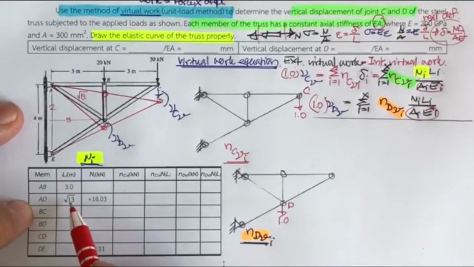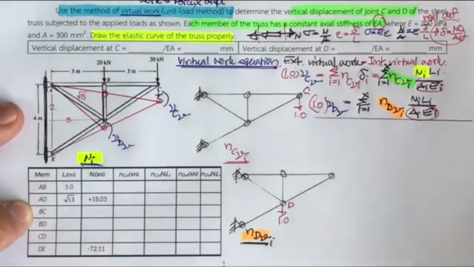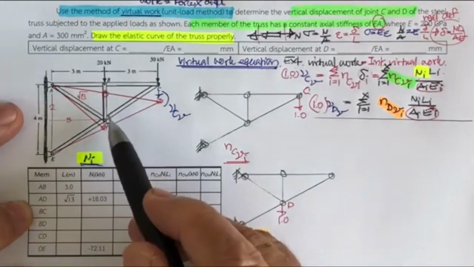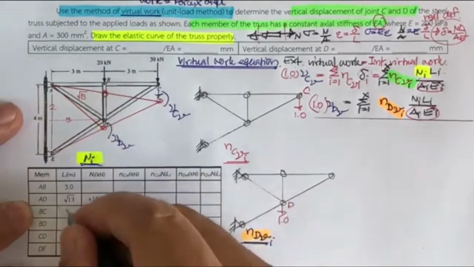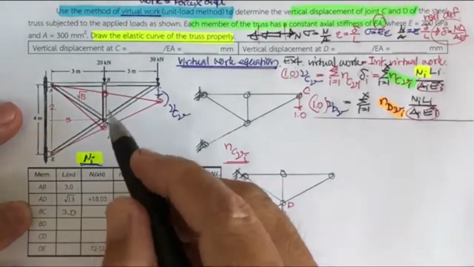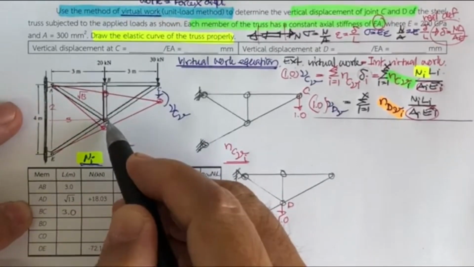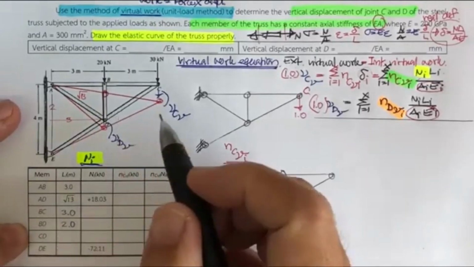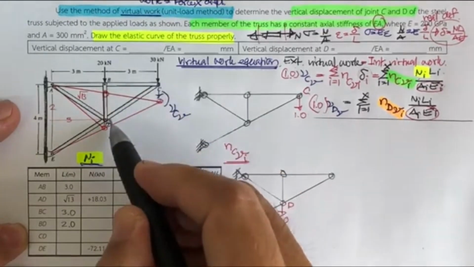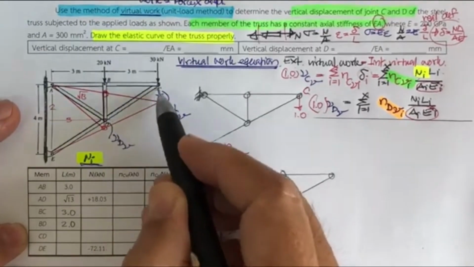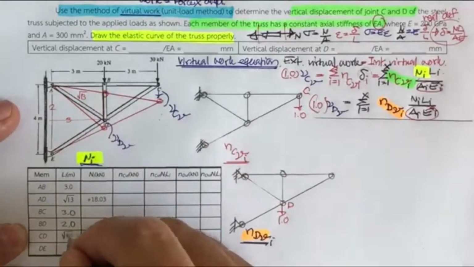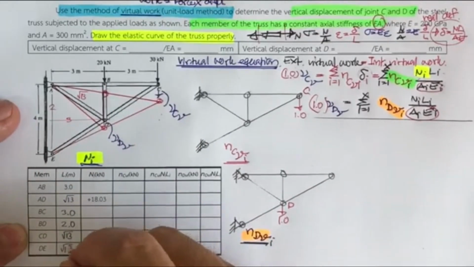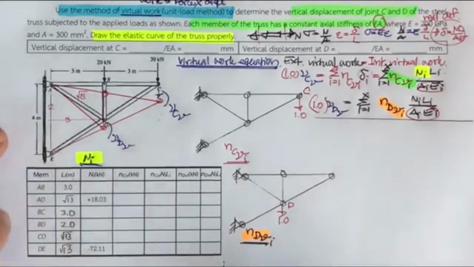And then the BC. What is going to be BC? B is here and C is here, so it's going to be 3.0. How about the BD? BD is here, BD is going to be 2.0. And CD, because this is 3 and this is 2, it's going to be square root 13. And also the DE is going to be square root 13, in the unit of meters.